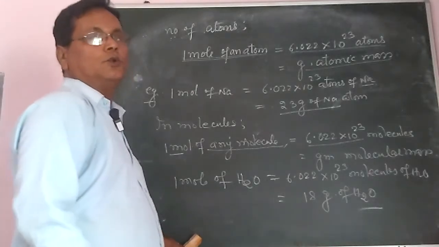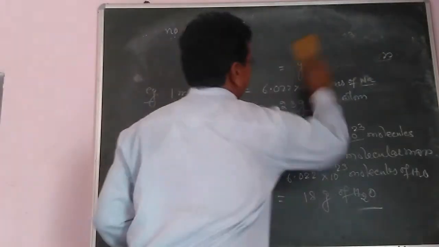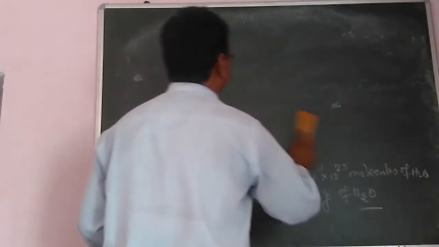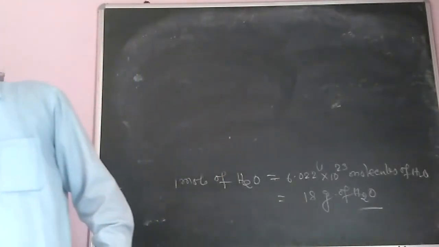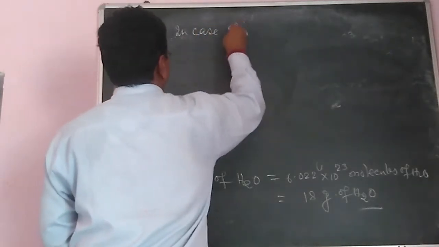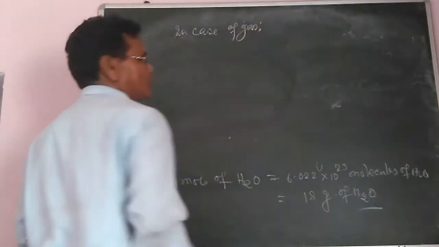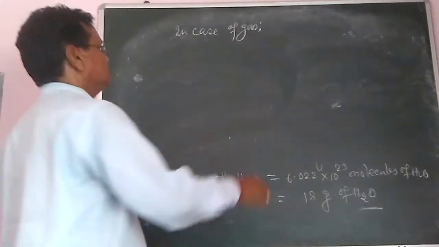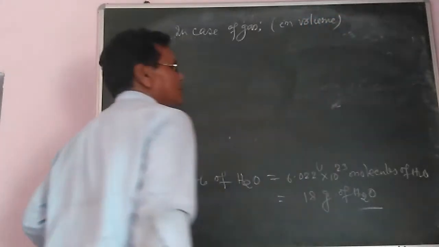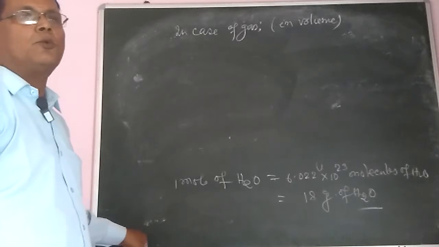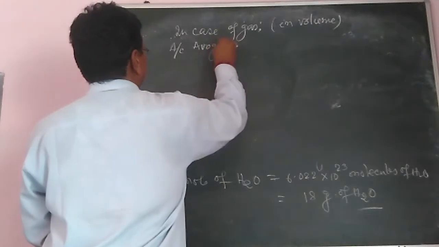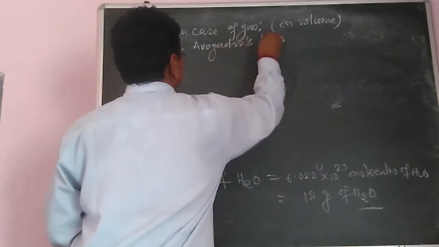But in terms of volume, suppose you find out the volume of 1 mole of gas, and you have to change it into volume. From Avogadro's, according to Avogadro's hypothesis.